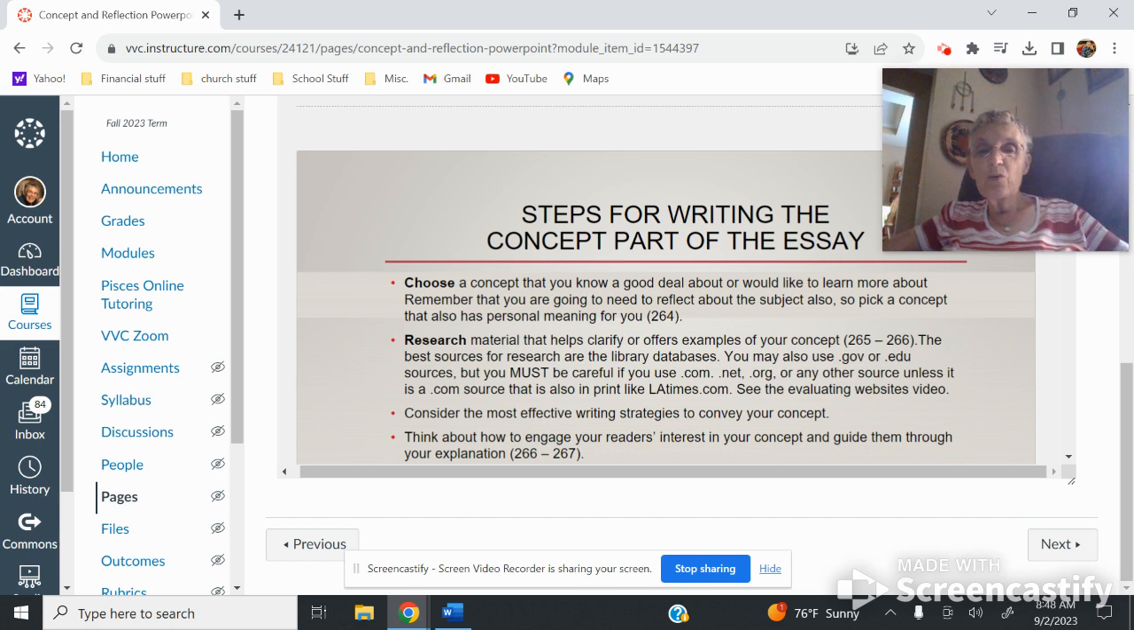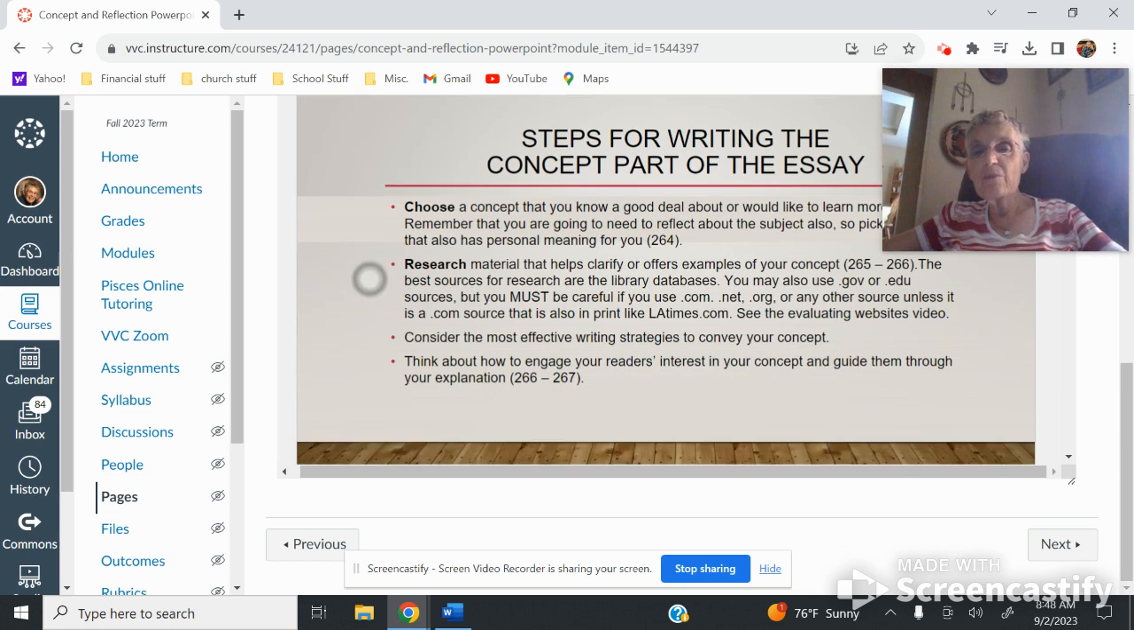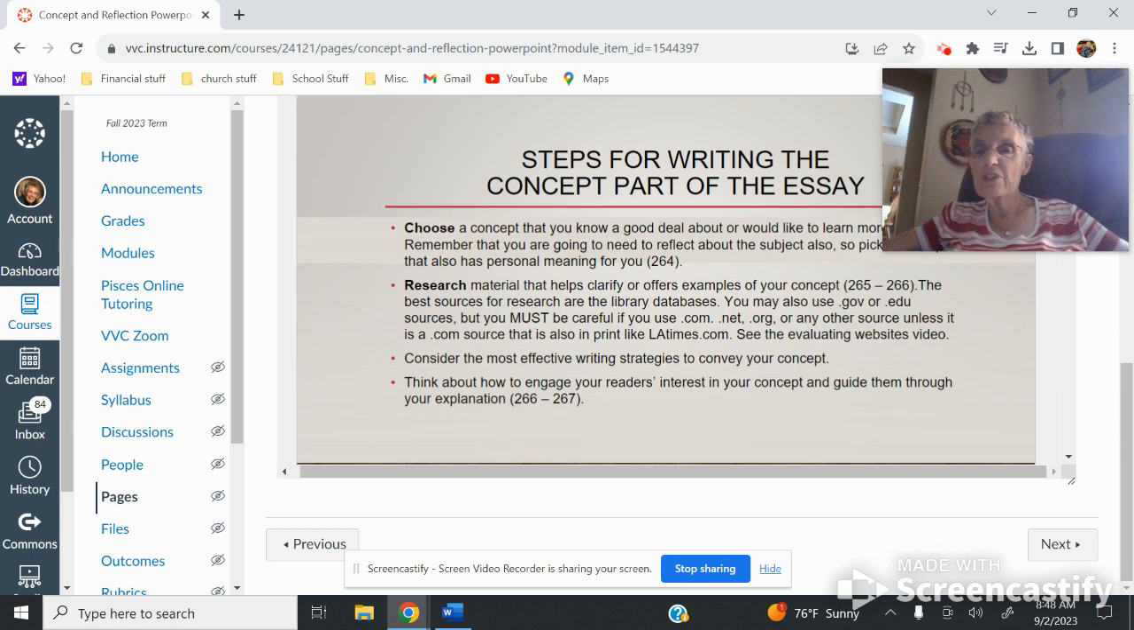So then you're going to research material that helps clarify and offers examples of your concept. And you're going to find that in chapter 6. The best source, let me emphasize this, the best source for research are the library databases. Remember, it's going to be different with your research now than you've done before, because you're not just going to Google search it. That's not going to work.